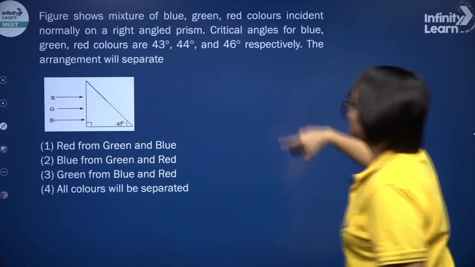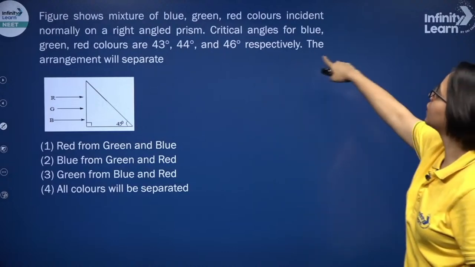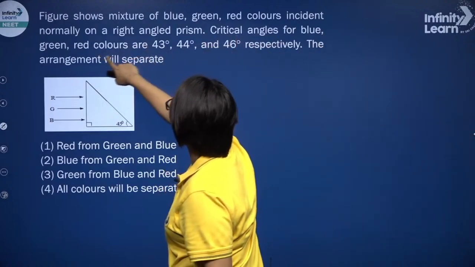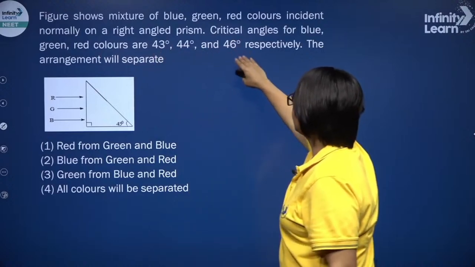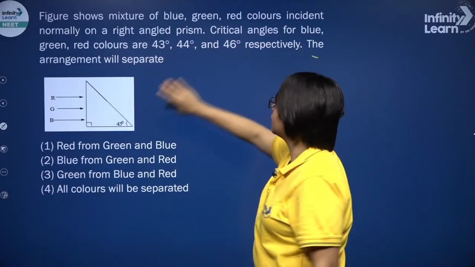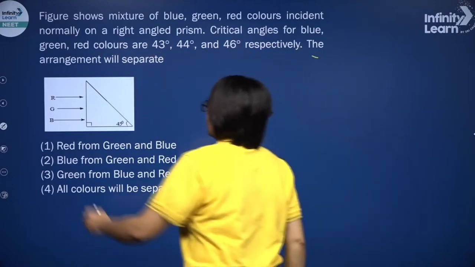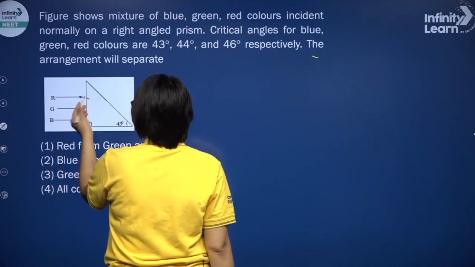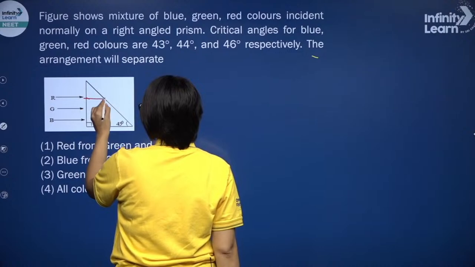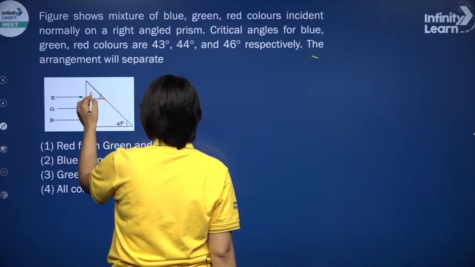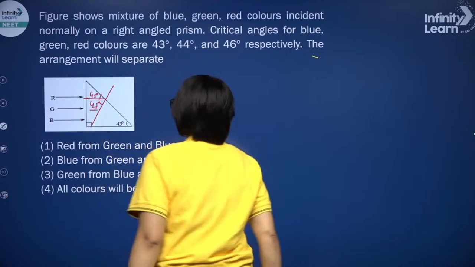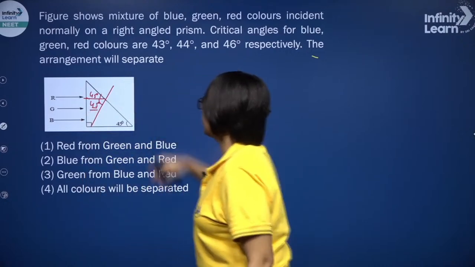Yeah. Next is, the figure shows a mixture of blue, green, red colors incident normally on a right angle prism. Critical angles for blue, green, red colors are 43, 44 and 46 degree respectively. The arrangement will separate, okay. Which color will be separated from this arrangement? So these are incident normally on this surface, so they will go straight like this. If this is 45 degree, this is 45 degree, this is normal, this is 45 degree. So the angle of incidence on this surface is 45 degree.